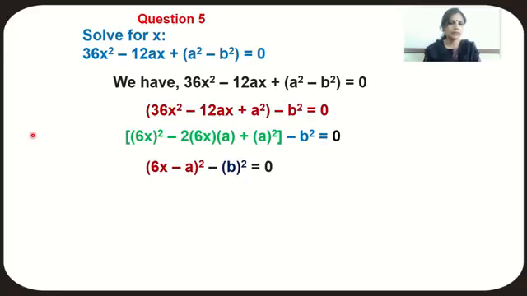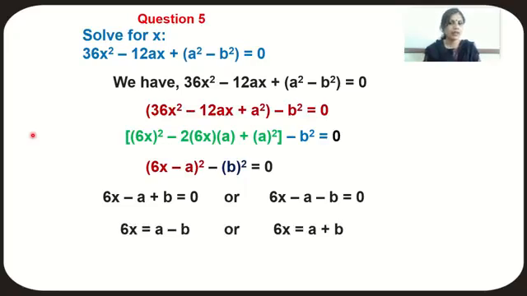So let's do that. 6x minus a plus b is equal to 0, or 6x minus a minus b is equal to 0. So after solving it, I get 6x is equal to a minus b, or 6x is equal to a plus b. So x is equal to a minus b upon 6, or x is equal to a plus b upon 6. So please just check out the sum once again, try to solve it on your own, and try clubbing the terms in such a manner that you can make use of simple identities and make your sum simple.